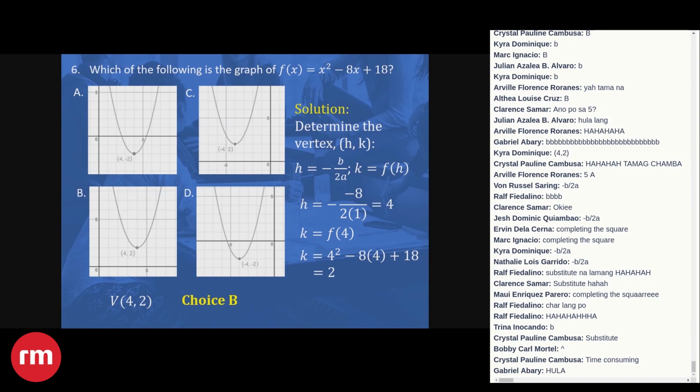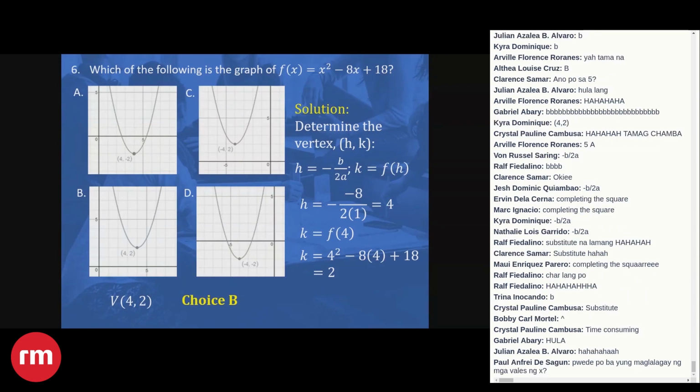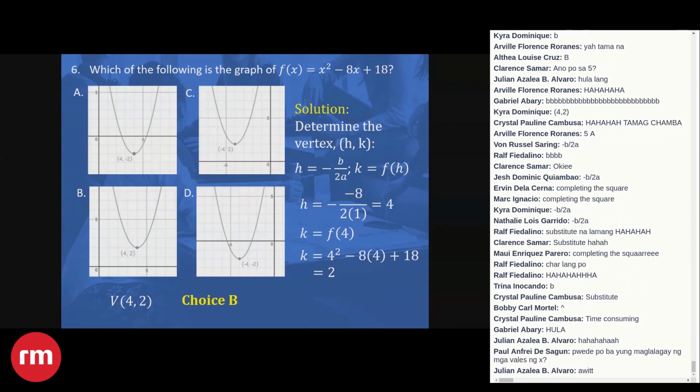So that's why for number 6, the vertex is 4, 2. So the graph that we're looking for is letter B. Okay? Hula ulit. At least after nito, si Gabriel ay hindi na manghuhula kasi alam na niya kung paano mag-compute ng vertex.